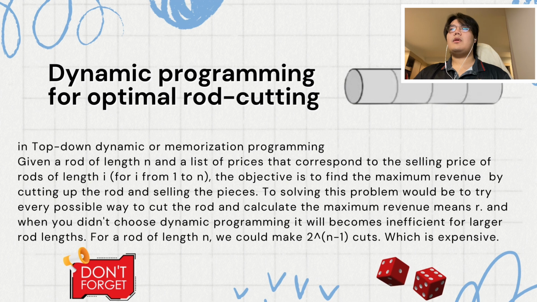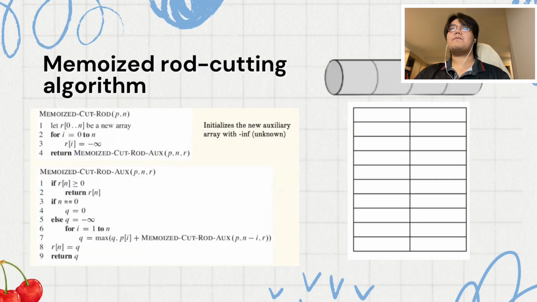To solve this problem, we would try every possible way to cut the rod and calculate the maximum revenue. When you don't use dynamic programming, it becomes inefficient for a larger rod length. For a rod of length n, we could make 2 to the power of n minus 1 cuts, which is expensive.